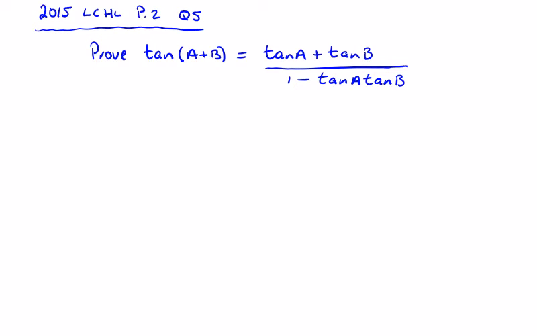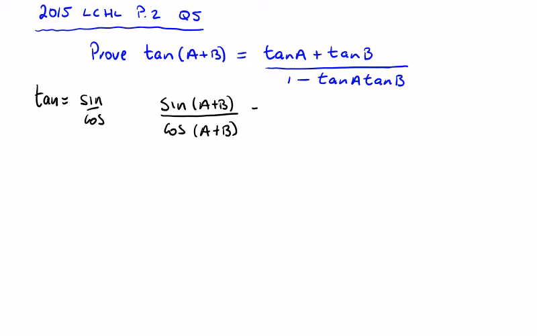2015 Leaving Cert Higher Level Paper 2 question 5 starts with one of these trig identities. There's always a few ways to do them, but I think the most obvious way to do this one is with tan equals sine over cos. So tan(A + B) is equal to sin(A + B) over cos(A + B).